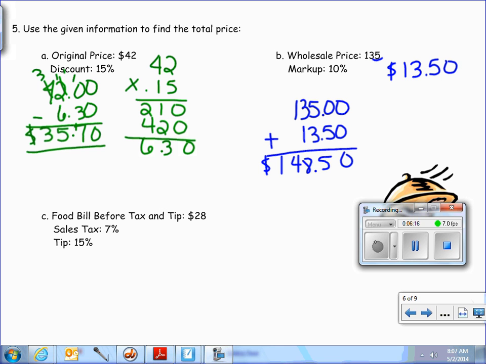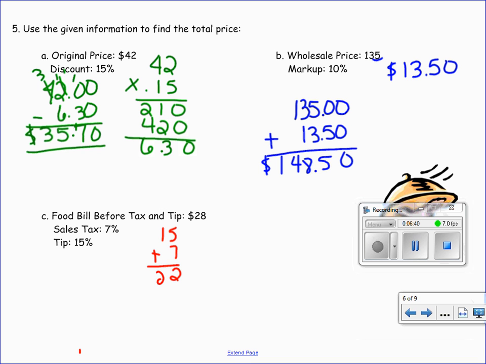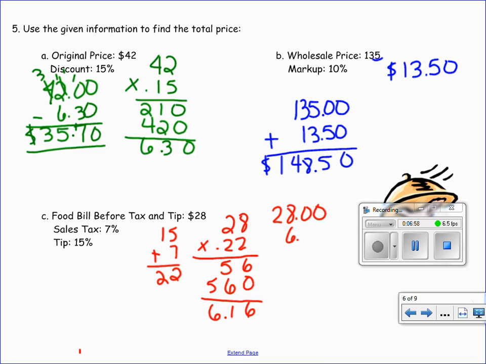In C, we have a food bill before tax and tip of $28. We're going to pay a sales tax of 7% and a tip of 15%. So in this example, take your sales tax and your tip of 15%, add them together. So 15 plus 7 is 22. So we need to find out what is 22% of 28. And that's going to be $6.16. So we're going to take our $28, add the $6.16. Total amount, $34.16.